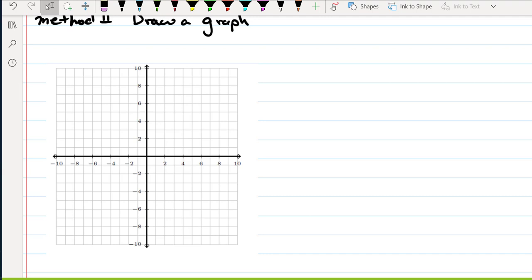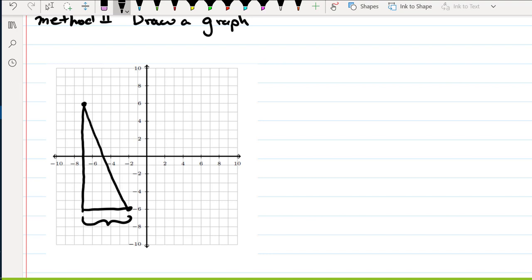draw a graph. So if we were to plot our points, our first point is negative 7 and 6. So I go to negative 7 and up to 6. And then my next point is negative 2 and negative 6. So to find the distance between the 2 points, I'm actually looking for this. If I were to just draw that triangle, it would look something like this.